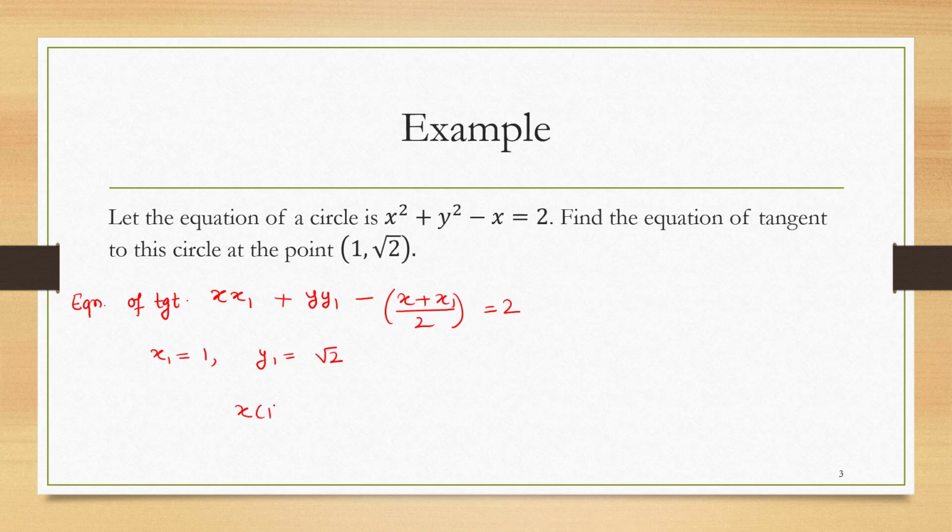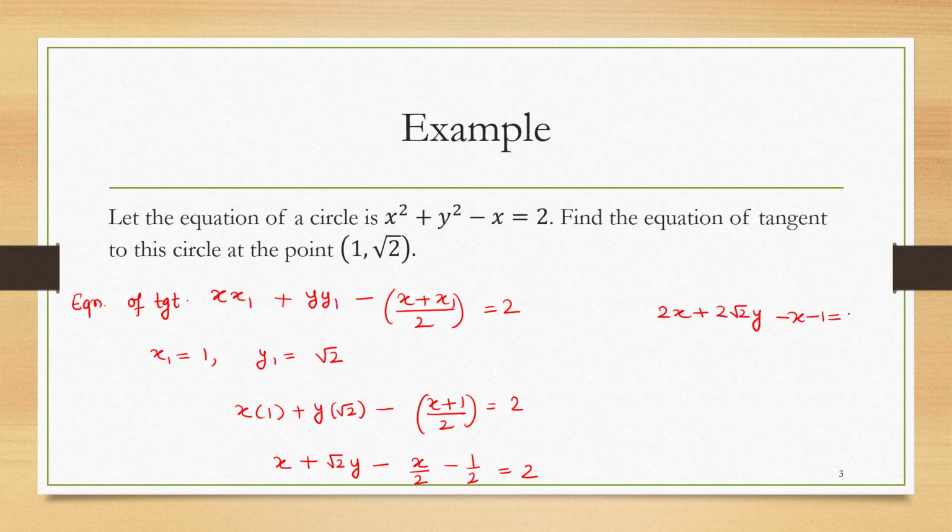So we get x into 1 plus y into square root 2 minus (x plus 1) by 2 equal to 2, or x plus square root 2 y minus x by 2 minus 1 by 2 equal to 2. Just multiply both sides by 2, we get 2x plus 2 square root 2 y minus x minus 1 equal to 4, so 2x minus x is x, plus 2 square root 2 y, minus 1 minus 4 is minus 5, equal to 0. So this is the required equation of tangent.